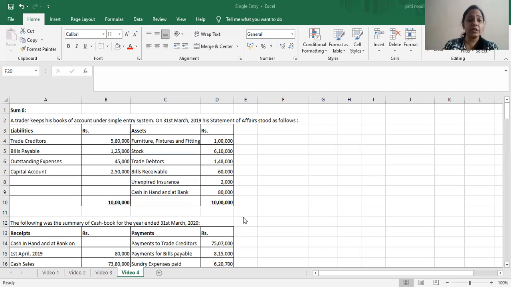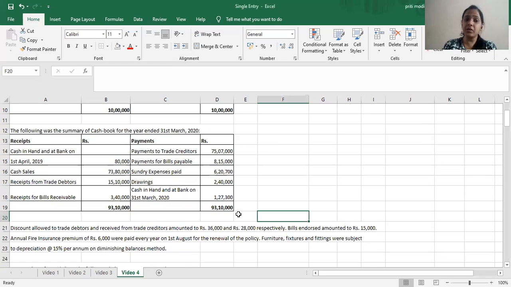Then the sum reads, the following was the summary of cash book for the year ended 31st March 2020. So you have the cash book given. You all can see there's opening cash in hand, cash sales, receipts from debtors, receipt for bills receivables, payment to creditors, payment for bills payable, sundry expenses, drawings, cash in hand. As you all can see, the cash book is given. So one aspect of transaction is already recorded. You simply need to post the other aspect.